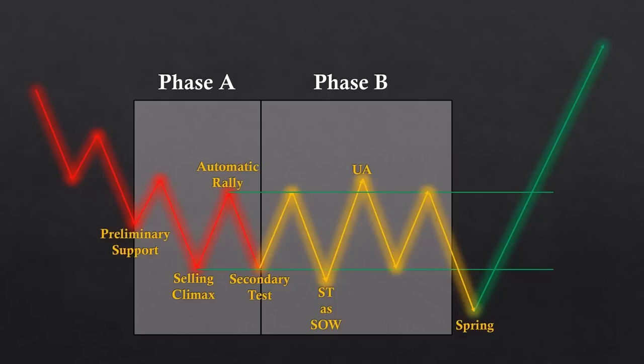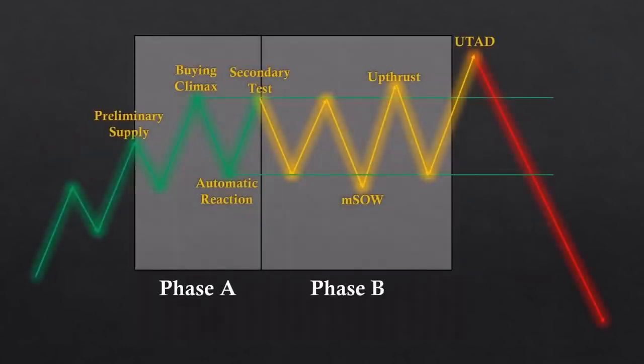In this other illustration, we can see the textbook version of phase B in a distribution structure. Recall that in a distribution, the upper minor false breakout in the form of a secondary test is simply called upthrust, and the lower minor false breakout in the form of a secondary test is called minor sign of weakness. Phase B will end just before the upthrust after distribution in the distribution.